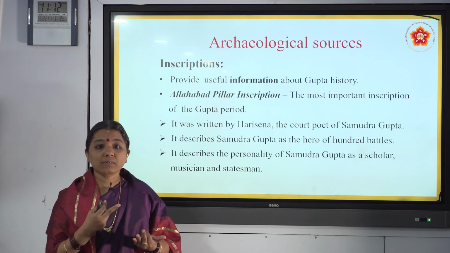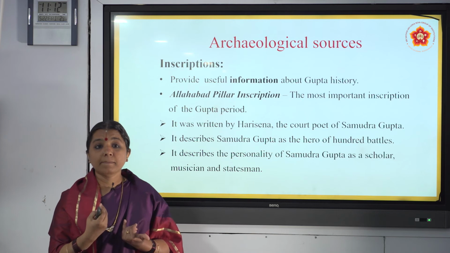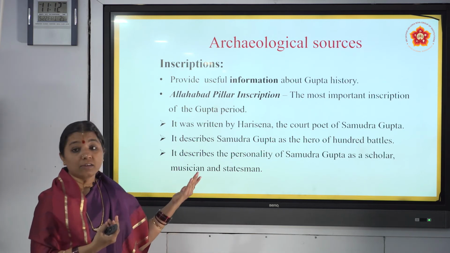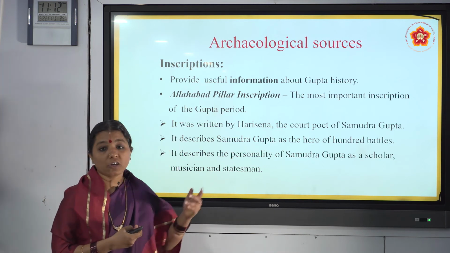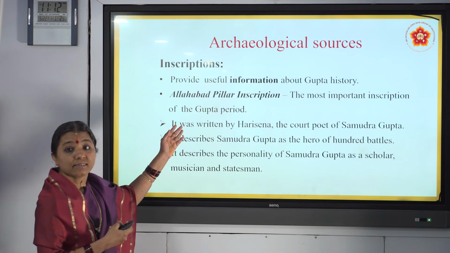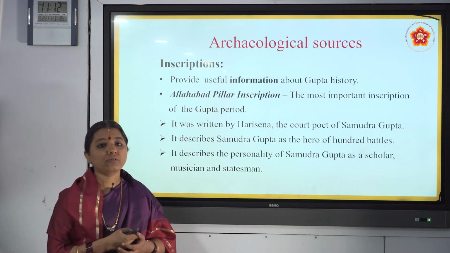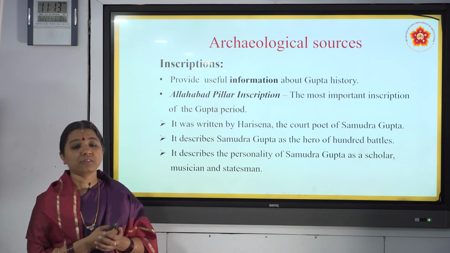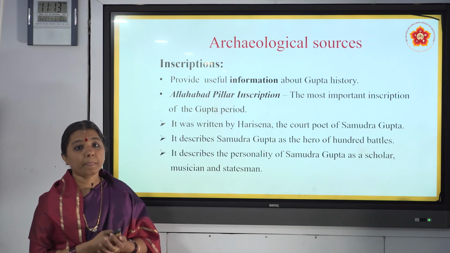Coins, monuments, statues, jewelry, and then tools, utensils, seals, inscriptions. In that, the first important archaeological source we discussed is inscription. It provides useful information to know about the Guptas, and the most important inscription is the Allahabad pillar inscription. It was written by the court poet Harisena.